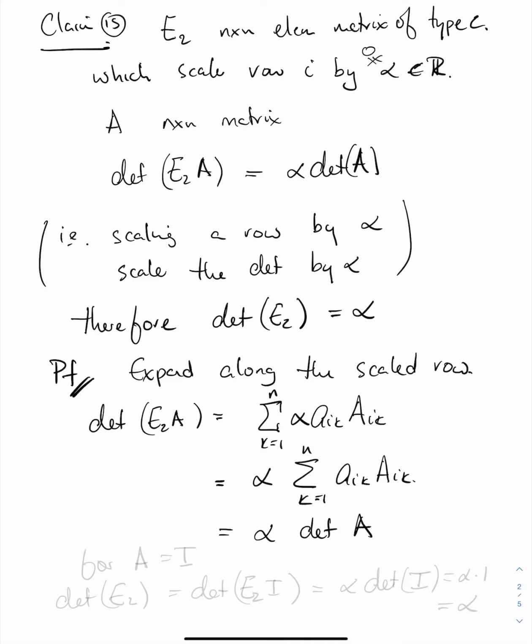Now, let's think about what we've just proved, but particularly for A equal to the identity matrix. Notice the determinant of E2 is, of course, the determinant of E2 times the identity matrix. By what we've just proved, this is equal to alpha times the determinant of the identity matrix, which is alpha times 1, which is alpha. QED, end of proof.